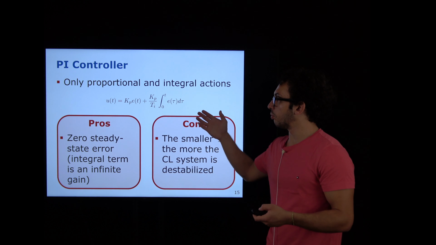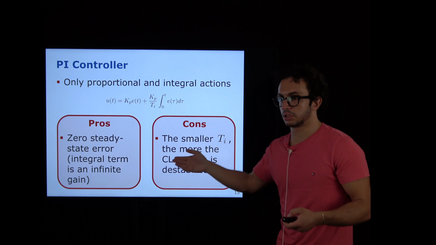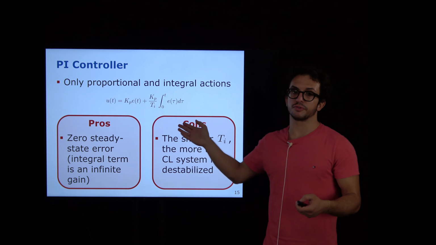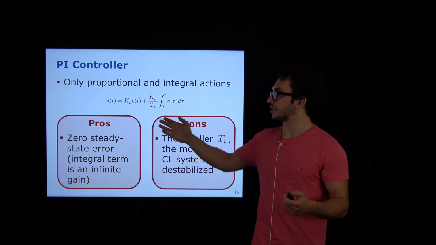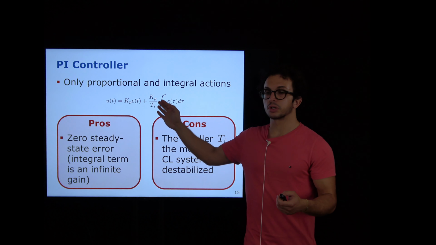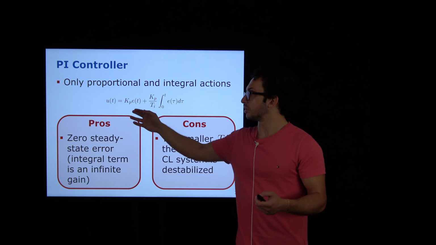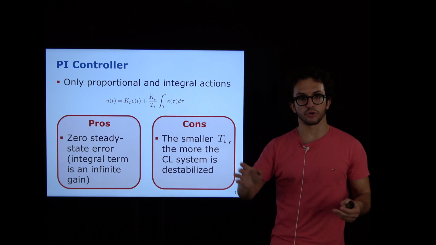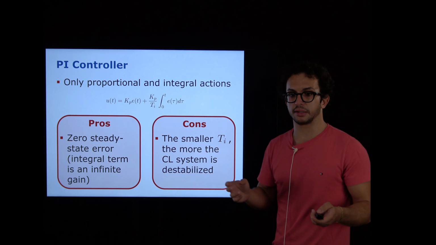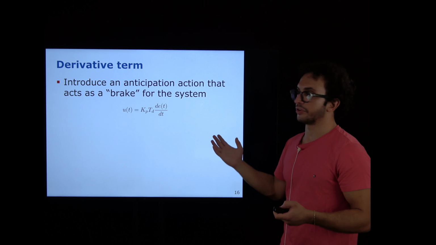Well, now this already gives quite a good controller. It gives something that annihilates the steady state error. It also gives a fast response and everything. So we might be happy with that. So what about the derivative term?